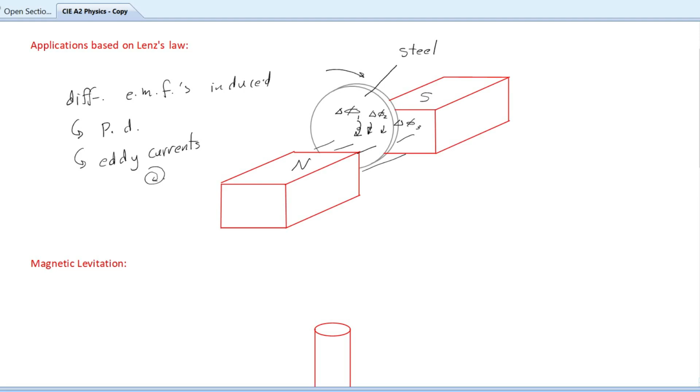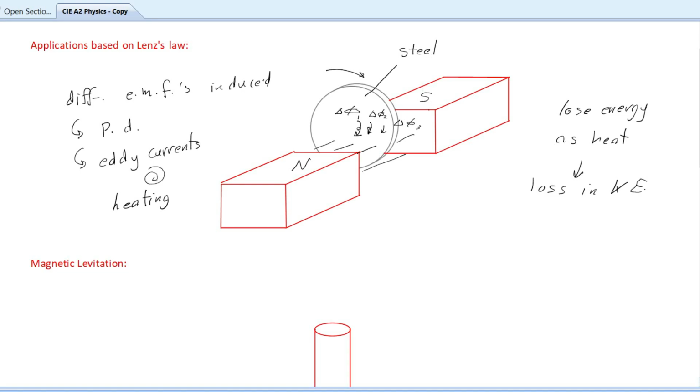The electrons keep rotating in circles, which means that these currents are not useful, but they cause a heating effect, which means that the energy of rotation of this disk keeps decreasing because it keeps converting to heat energy. So you lose energy as heat. This causes loss in kinetic energy. So basically, if you want to stop this disk from rotating, you just place it inside a magnetic field.